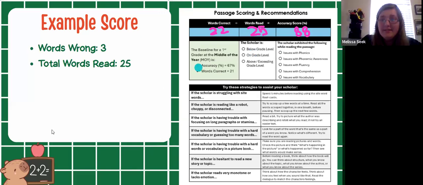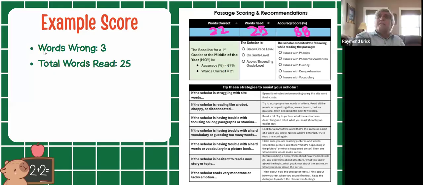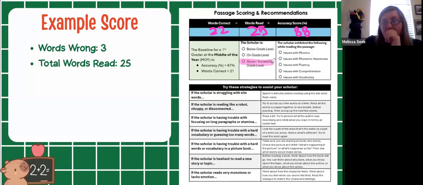So based on this and the middle of the year that we have, where is our scholar reading at? Are they on level? Are they below? Are they above? Where are they? They're above. They are above, yes. Woo! So it is really that easy to get their kind of final score. Took you less than a minute. Y'all did great.